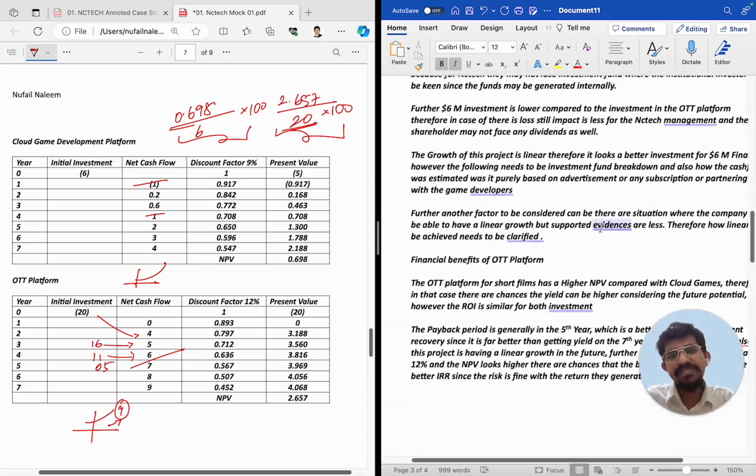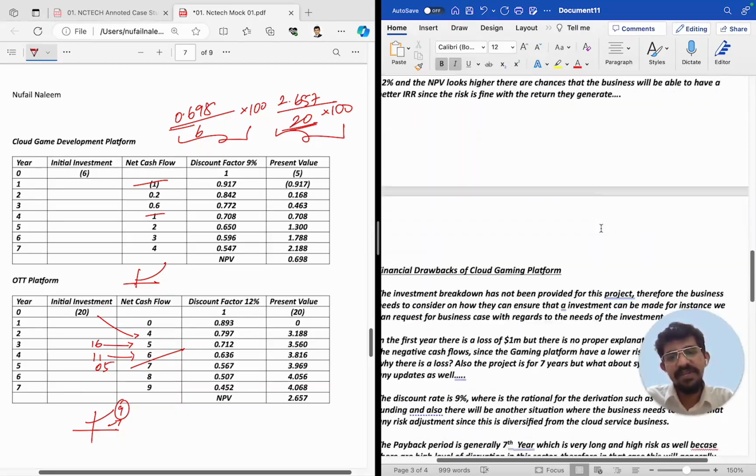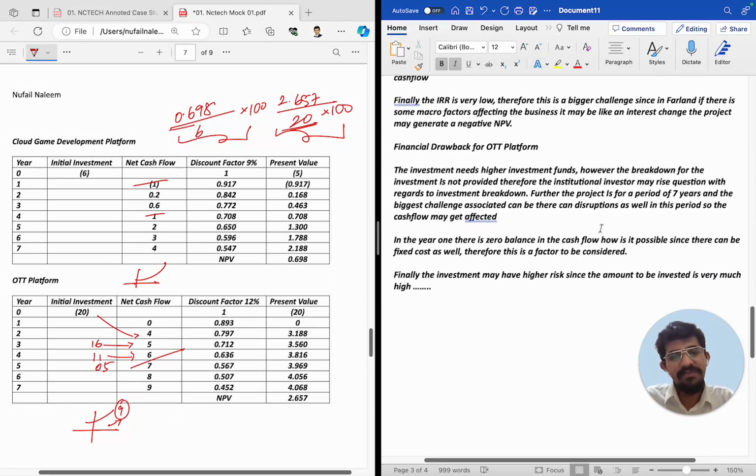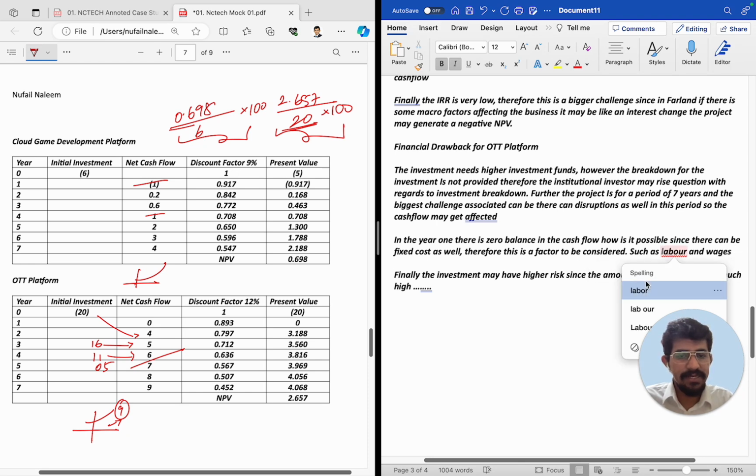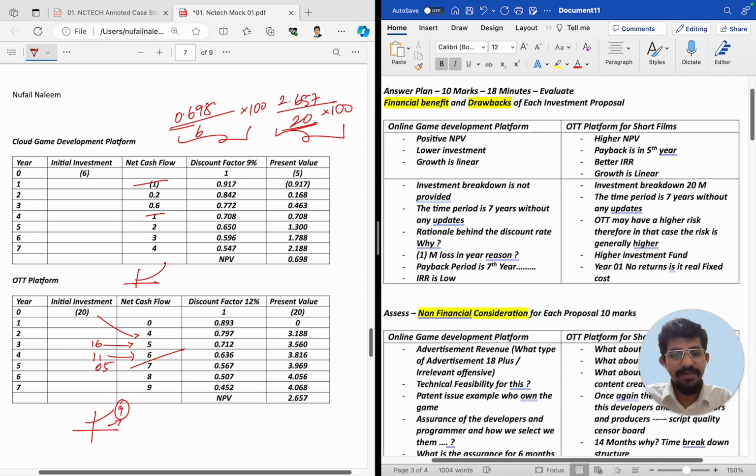Now, if you see, students, this is the structure. So you have scored marks, but your marks will be scored based on the rationalizing only. Okay, so just remember that is important. Such as labor and wages, just for your idea. Okay, now students, what I will do is I will effectively go to my next part, that is assess non-financial consideration.